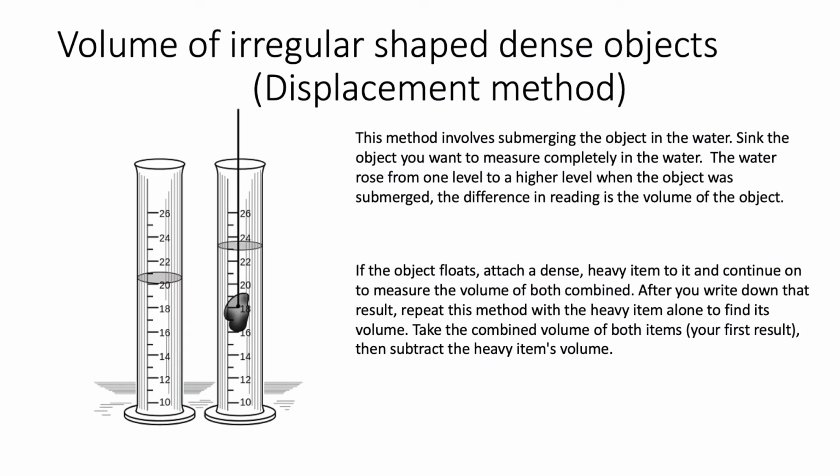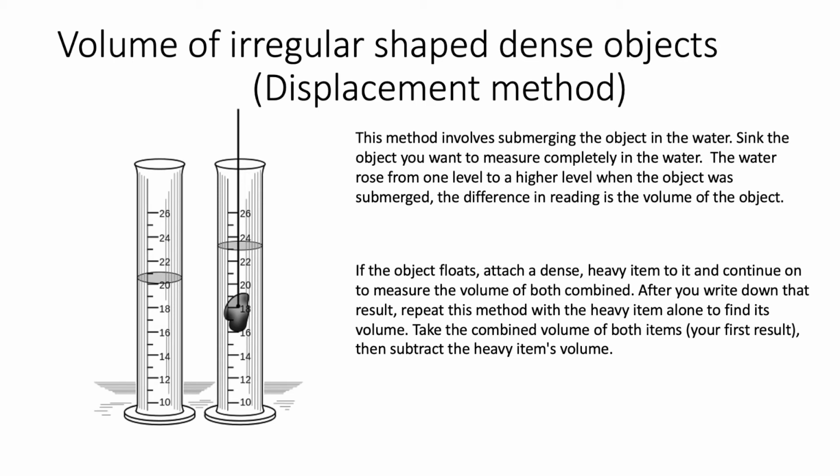Volume of irregular shaped dense objects. Displacement method. This method involves submerging the object in the water. Sink the object you want to measure completely in the water. The water rose from one level to a higher level when the object was submerged. The difference in reading is the volume of the object.